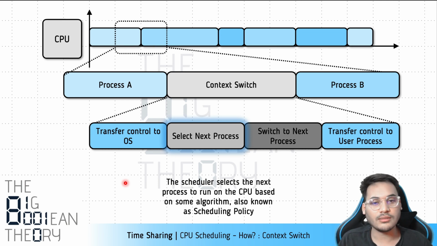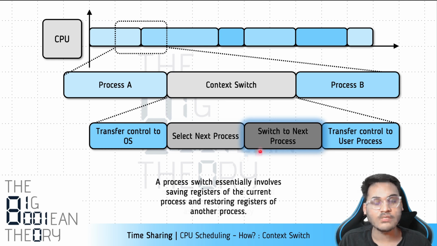So once the selection is done, what is next? Once the scheduler has selected the next process, the actual switch will happen, right? The actual switching between the processes will happen. So this is the important part. So how does this switch happen?